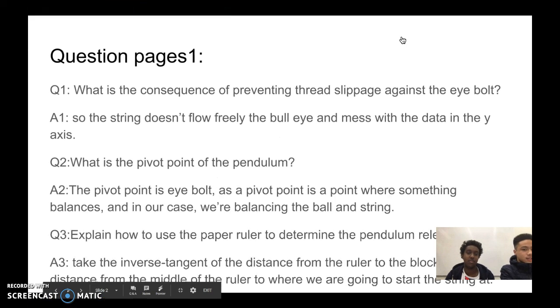So what is the consequence of preventing thread slippage against the eye bolt? It's so the string doesn't flow freely from the bullseye and mess with the data in the y-axis.